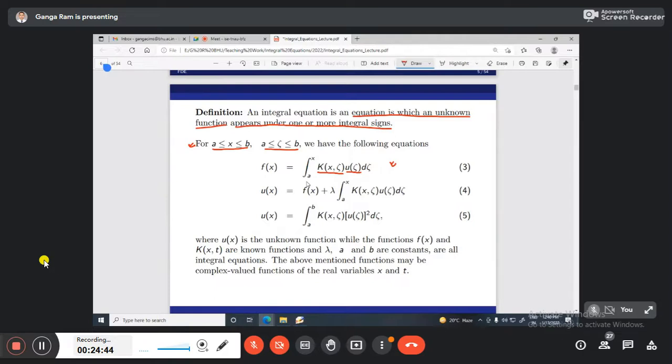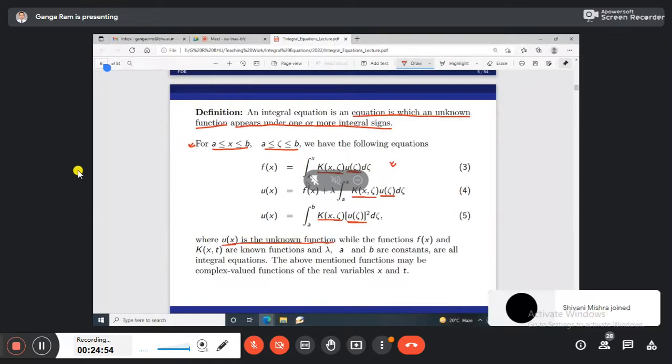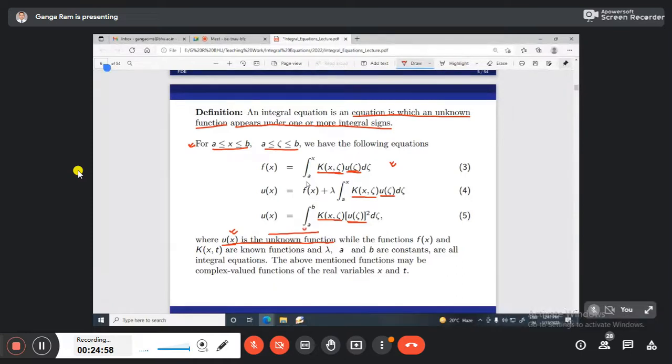So here you have to calculate the value of u(x), which will be the solution of these integral equations. Okay, here u(x) is the unknown function, while f(x) and k(x, t) are the known functions.